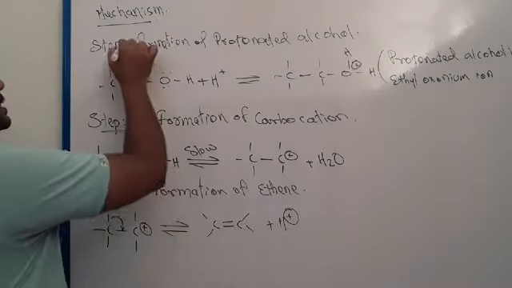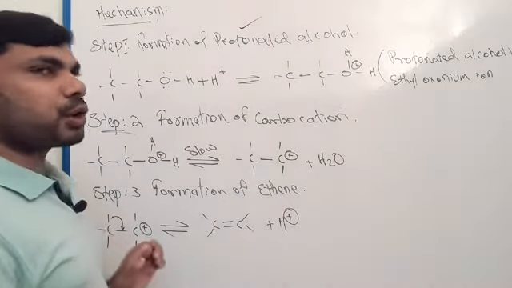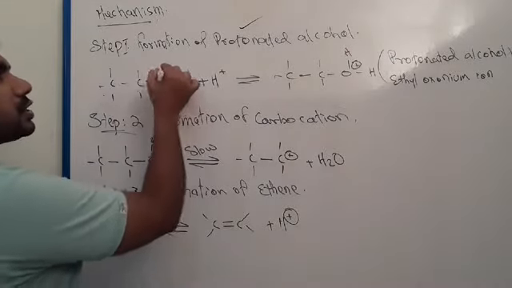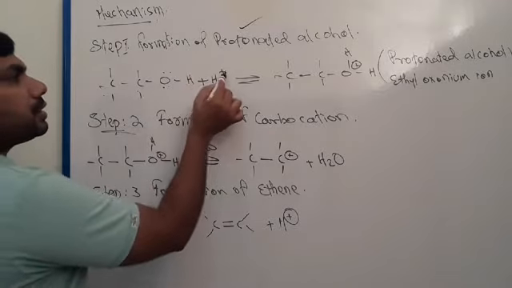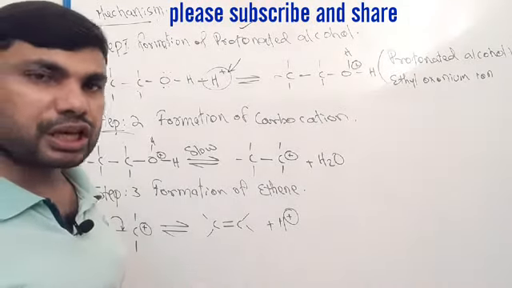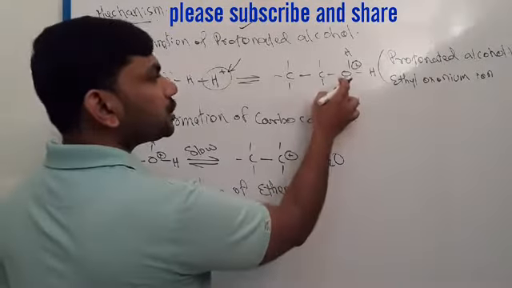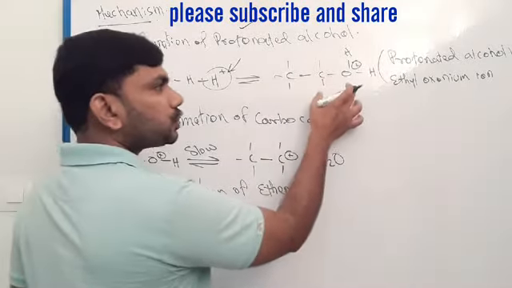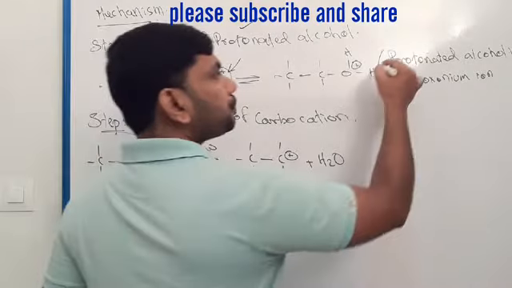Okay, in step 1, formation of protonated alcohol. We know alcohol means CH3CH2OH. In oxygen there are 2 lone pairs of electrons. This proton will be attracted to this oxygen atom, and this proton comes from protic acid. Protic acid means H2SO4 or H3PO3 provides this proton. This proton combines with this oxygen to form CH3CH2OH2+. This is not the final product; I told you this is the mechanism for this chemical reaction. This CH3CH2OH2+ is protonated alcohol.